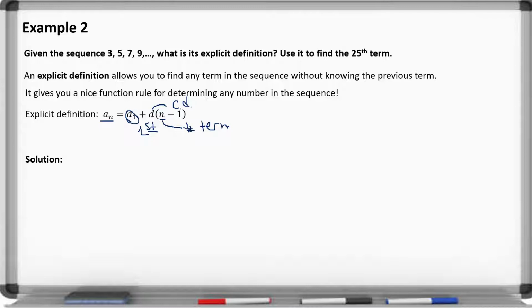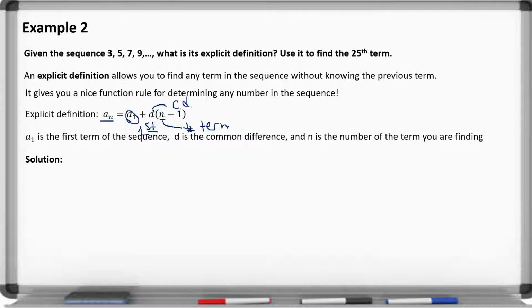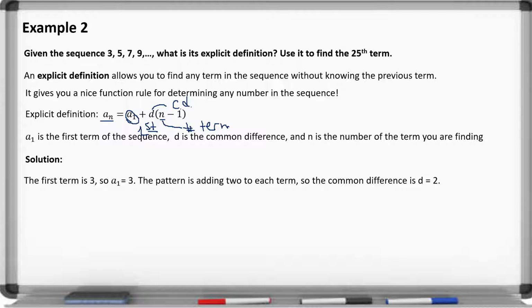Alright, so as we mentioned earlier, A1 is the first term, D is the common difference, and n is the number of the term you're finding. So for this problem, the first term is 3, so A1 has to be 3. Now notice that the pattern is adding 2 to get to the next number. So that's our common difference, which is D.